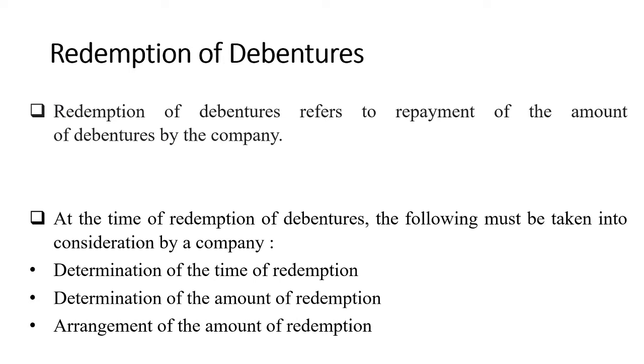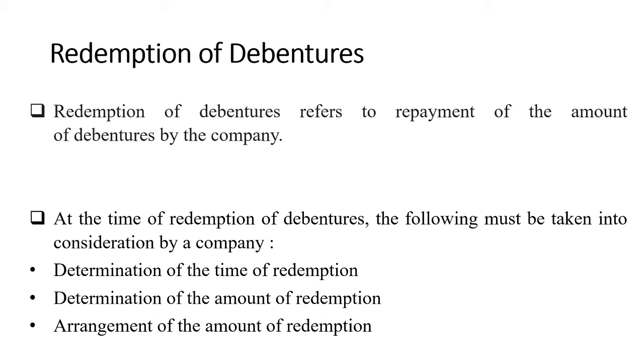At the time of redemption of debentures, companies have to take into consideration three important things. First is the time of redemption. That means at what time debentures will be redeemed. At the expiry of life of debentures or before the expiry of life of debentures. Second point is about the amount of redemption of debentures. Generally, companies redeem debentures at par or at premium.